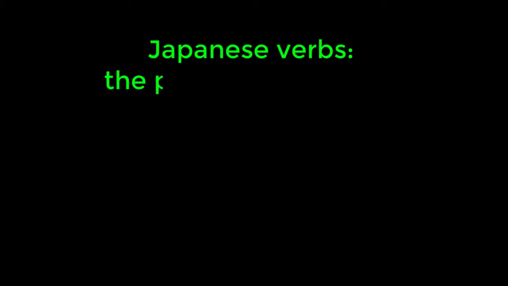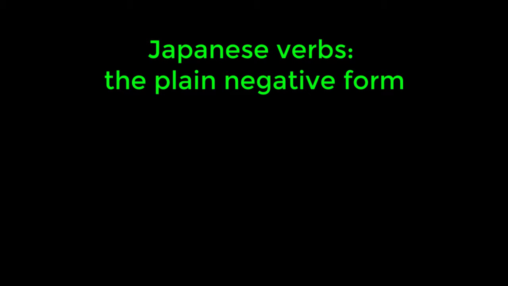Japanese verbs, the plain negative form. And we're going to start with the irregular group, group 3. There are just 2 of them. The first is shimasu, to do. That's suru in the plain form.